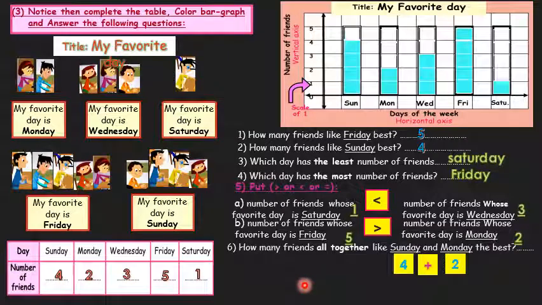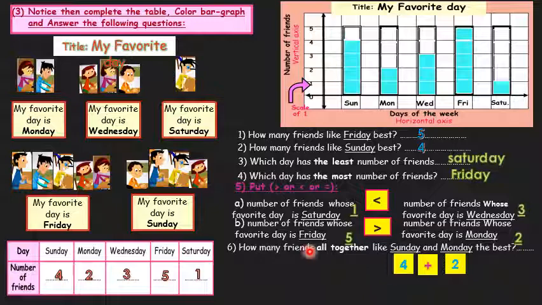The last question, how many more friends like Friday than Sunday? For this question, will I do addition or subtraction? How many more friends like Friday than Sunday? Here I should put the minus sign, because they want to know how much one is more than another one.